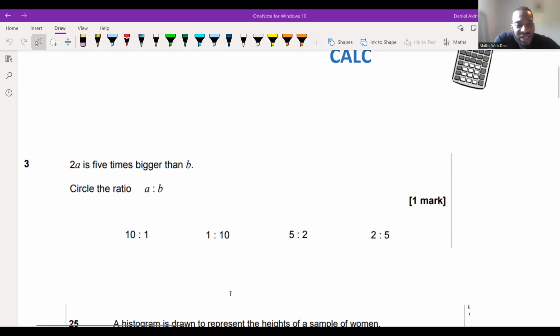Okay. I can see 1 to 10. I can see 5 to 2. I can see 2 to 5. Cool. So let's go through this together and let's see.